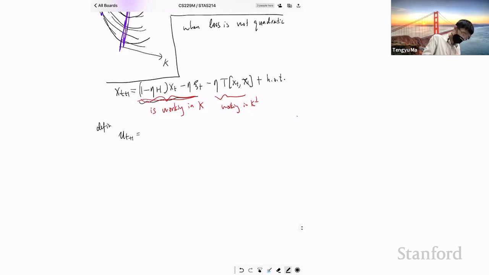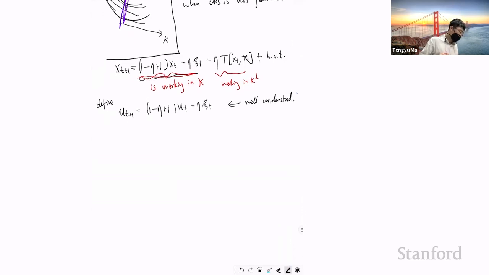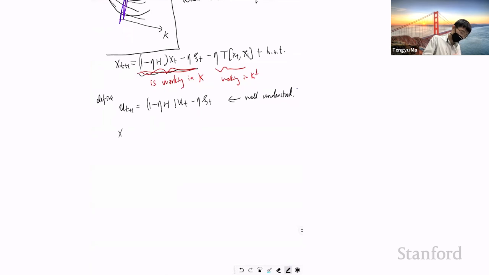So define u_{t+1} to be (1 minus eta H) u_t minus eta times the noise term ct. And this is well understood, because this is the space where you are doing optimization on the quadratic approximation, and we have done this already. Then you characterize the difference between them: x_t minus u_t, we define this to be r_t. So basically the main question is what r_t is doing.